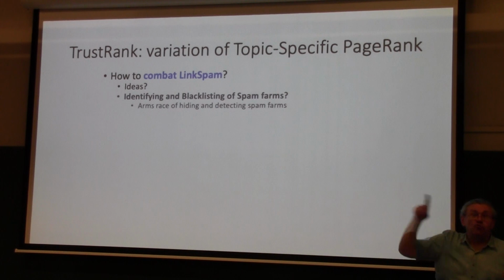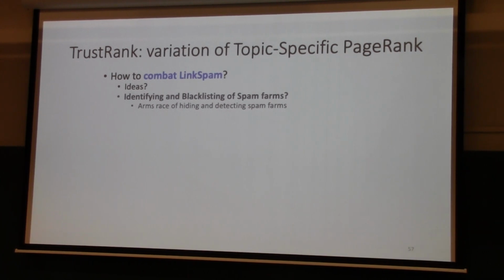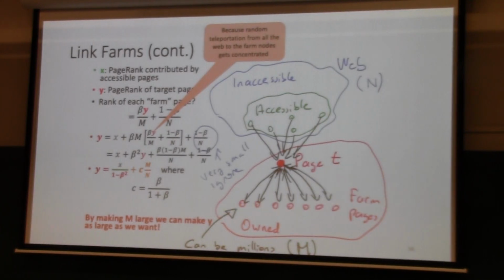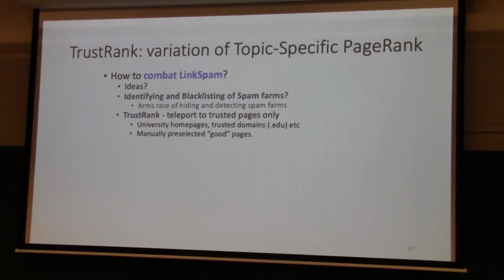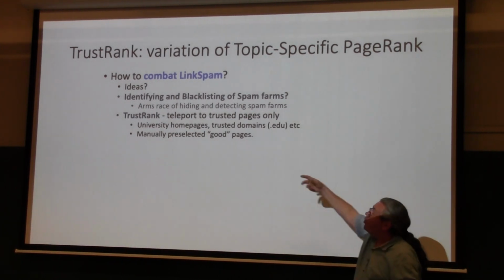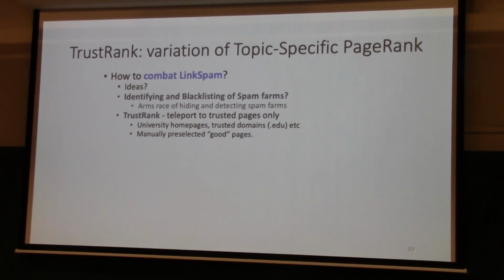Well, one way is that you know where the spam farms are, and you blacklist them, but of course they're not going to announce themselves publicly, okay? So that doesn't always work. But the other way would be teleporting only to trusted pages. Right? Here, you're teleporting to all these pages, even the farm pages, but maybe they're not trusted. So somehow you have to find out what are trusted pages, and you teleport mostly to them. Okay?